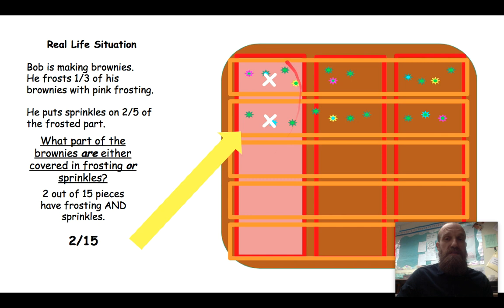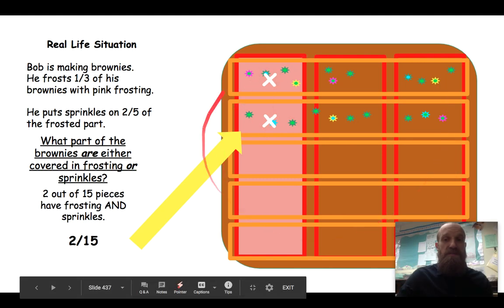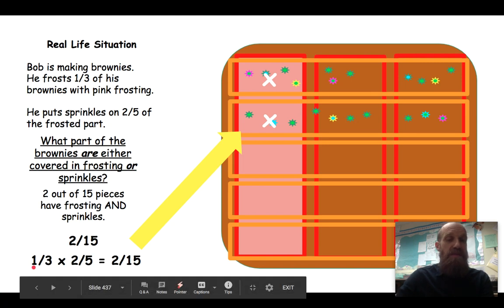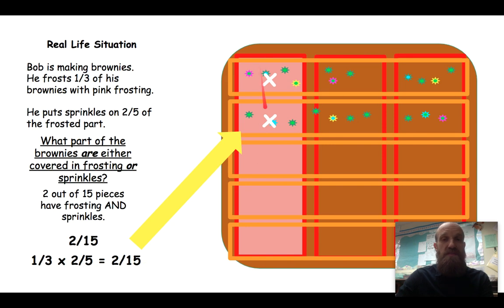So 2 parts, 1, 2, out of a total of 15 parts. So the answer to my problem is 2/15. 2/15 of Bob's brownies are covered in either frosting or sprinkles. There's my equation: 1/3 times 2/5 equals 2/15.